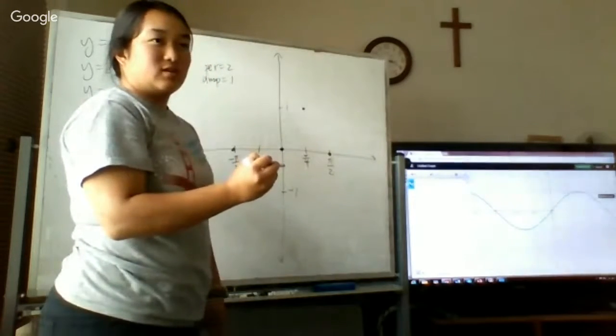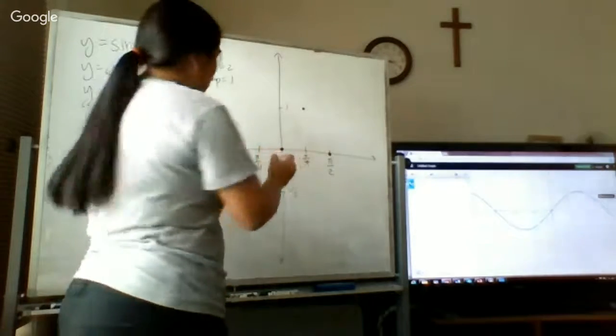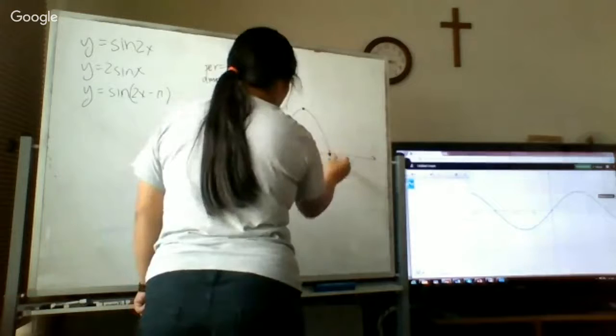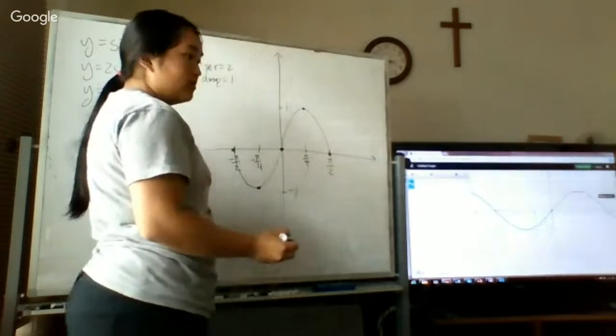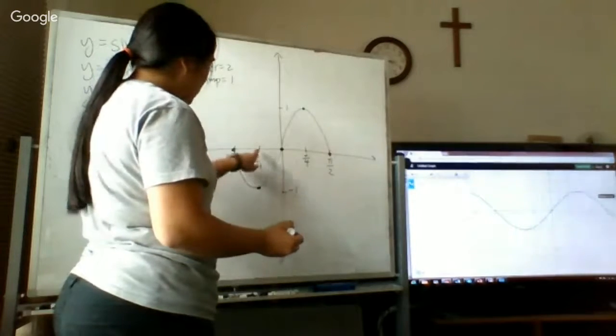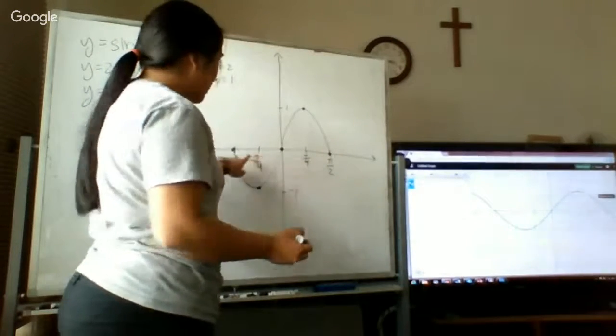Am I going too fast? Does this make sense? And then we can connect these like so. So there's a maximum at pi over 4 and a minimum at negative pi over 4.